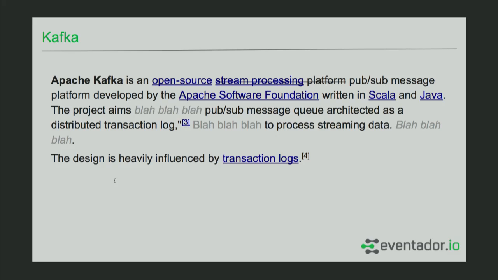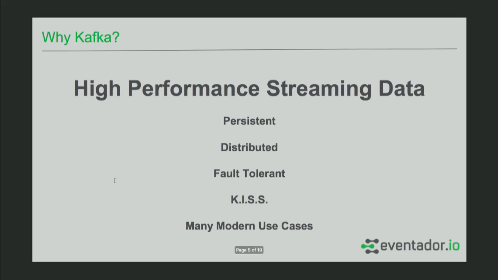So I doctored this up. This is out of Wikipedia. I just kind of put my take on it. Apache Kafka is an open source pub/sub message platform developed by Apache Software Foundation, written in Scala and Java. This project aims to provide a pub/sub message queue, architected as a distributed transaction log, to process streaming data. So the things I want you to pull out of here is Kafka is a distributed pub/sub message queue. It is designed to process streaming data, and its design is heavily influenced by transaction logs. And so that should be familiar to every person who's used a database. We all know what transaction logs are and how those are used. And I'm going to compare and contrast those going forward.